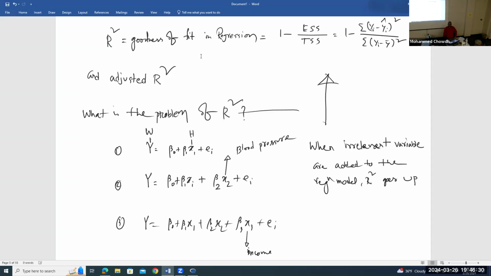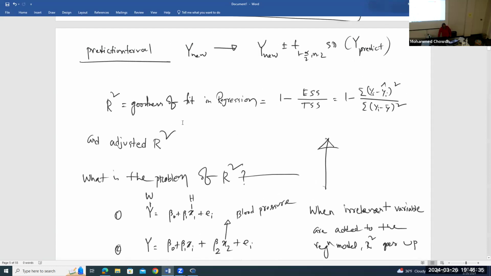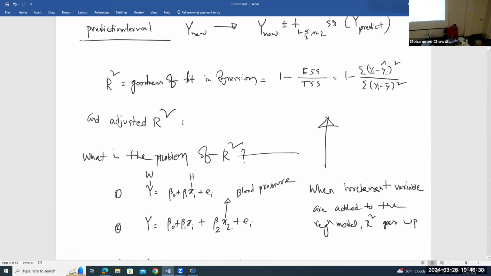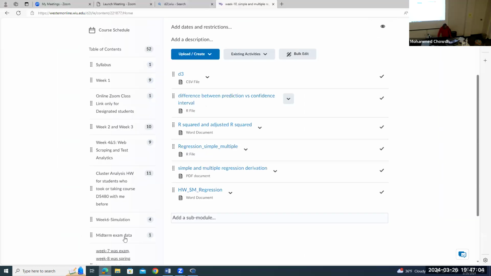Are you understanding? So in order to take that into account, adjusted R square is computed using this formula: 1 minus the error sum of squares divided by the total sum of squares, each divided by its degrees of freedom, n minus k. I think this is n minus k, yeah. Let me quickly check the formula.